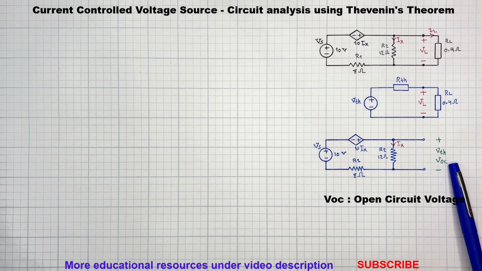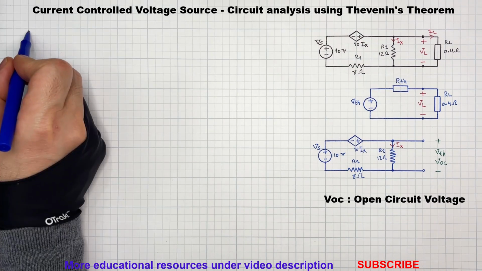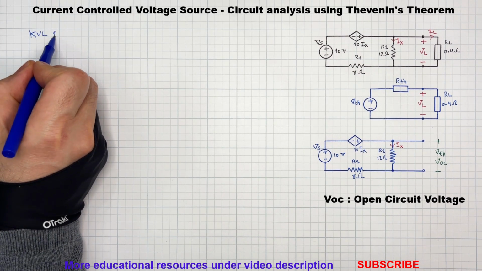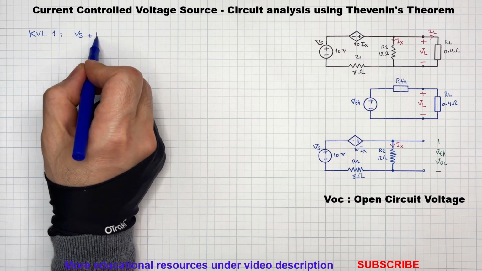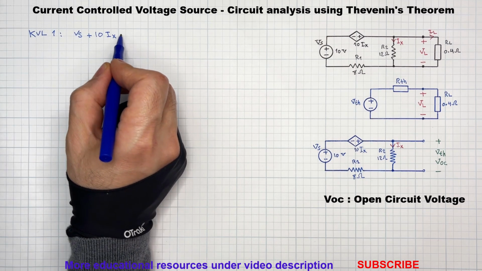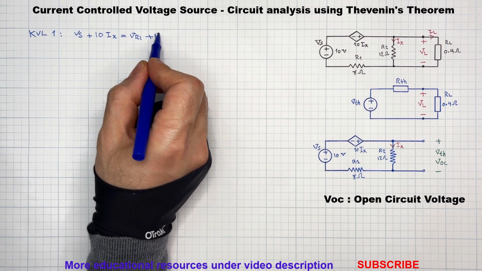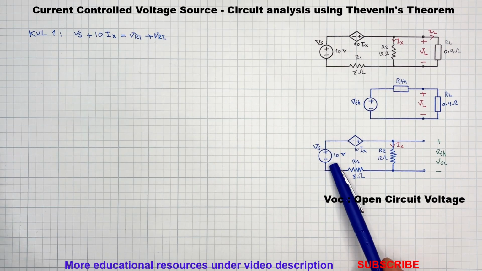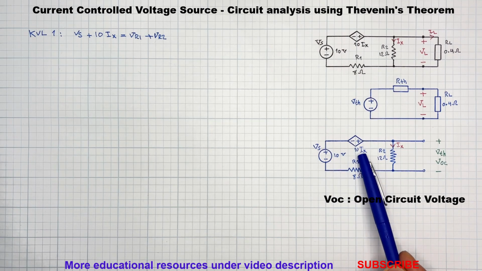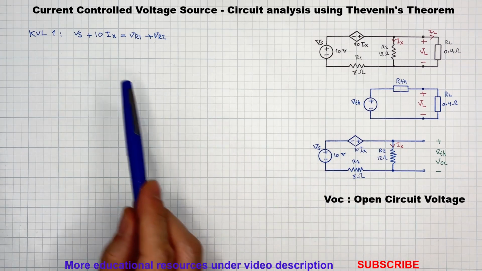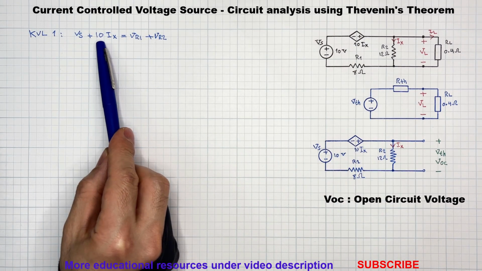Now to find the VTH, first we can write a Kirchhoff voltage law (KVL) equation to calculate the current Ix. As you can see here, this 10-volt source is in series with the dependent source, and this is why they are added up in the KVL equation. Now we simplify this expression and substitute the values in.